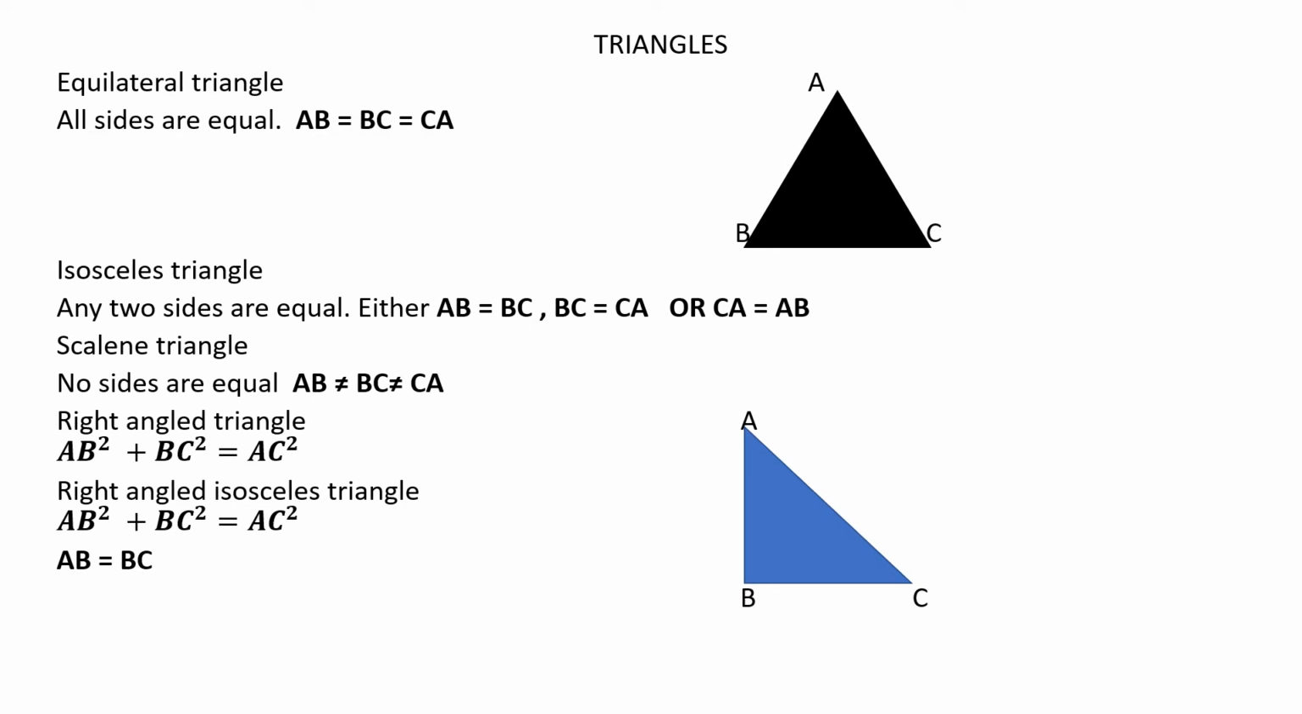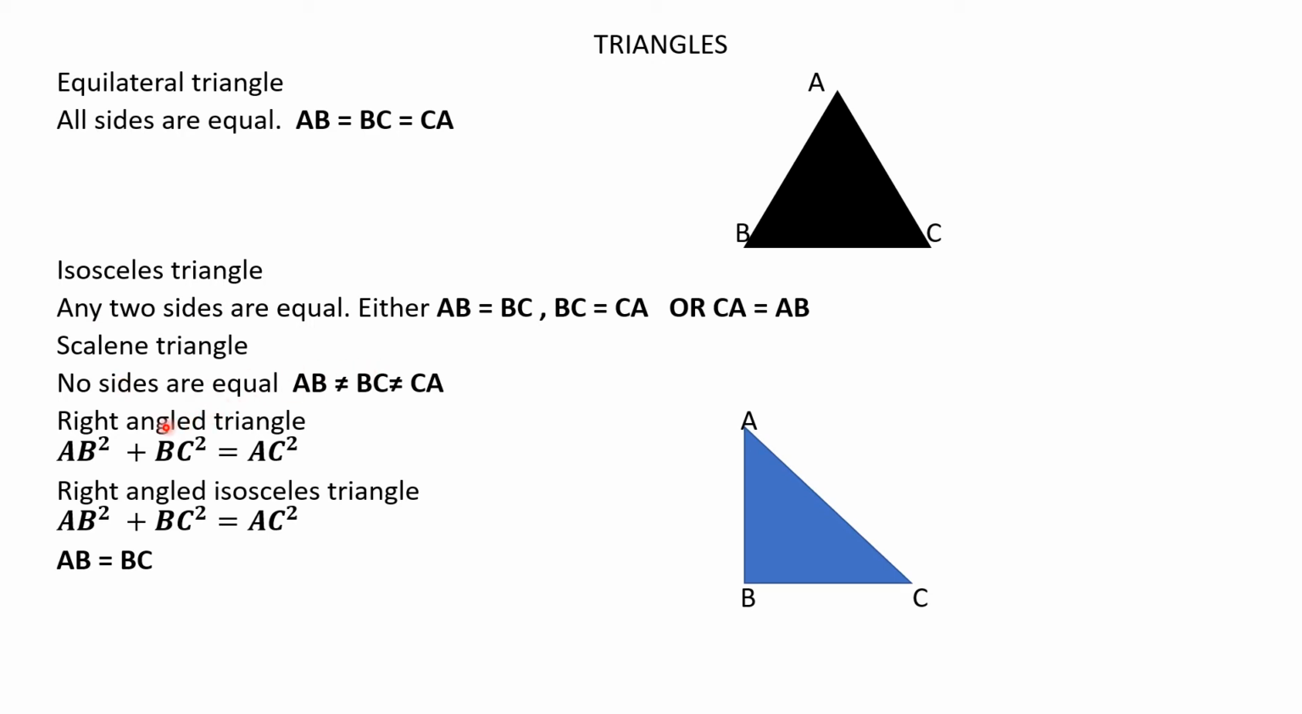If it is an equilateral triangle, you have to prove AB equal to BC equal to CA. You have to prove like that. Then if it is an isosceles triangle, you can prove any two sides of the triangle are equal. Then it is an isosceles triangle. Scalene triangle means no sides are equal.